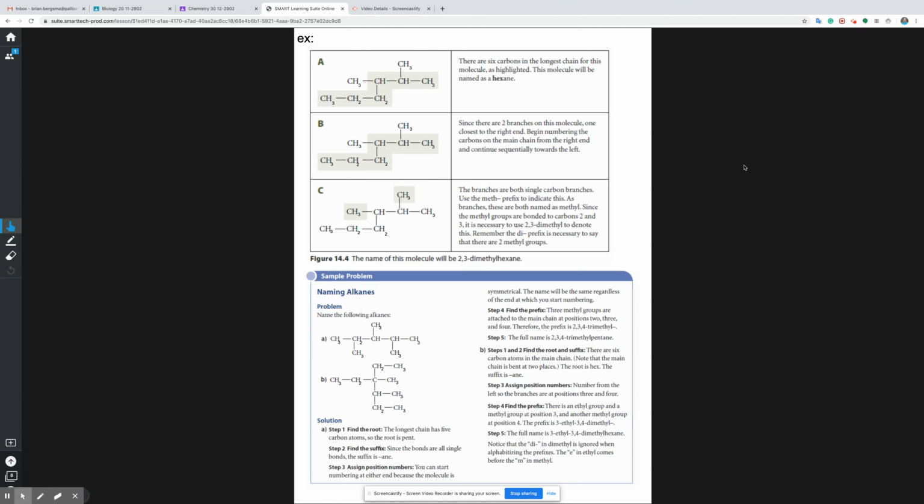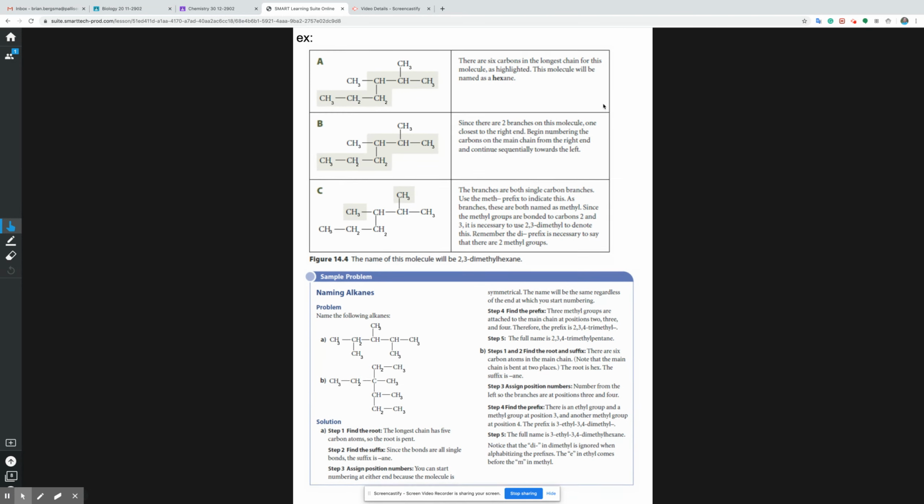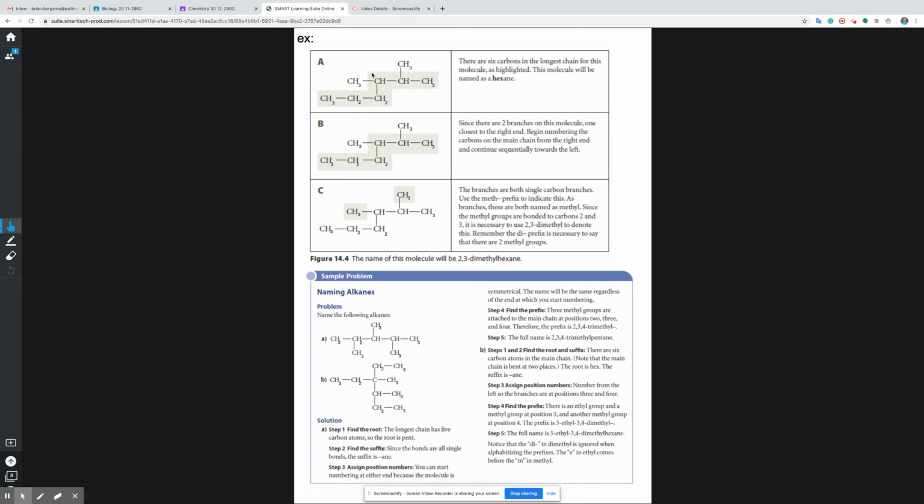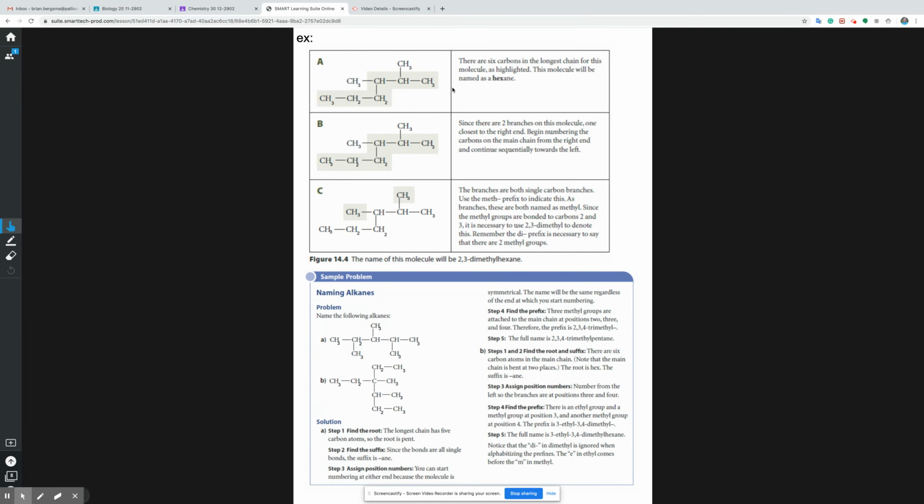Okay, so we'll do some examples here. Again, first step, find your longest chain. You can highlight it, draw a circle around it, whatever you want to do. Then you want to number it, again starting so you get the lowest numbers. In this case, we know that we'll start over here. This would be 1, 2, 3. And so we have hexane.